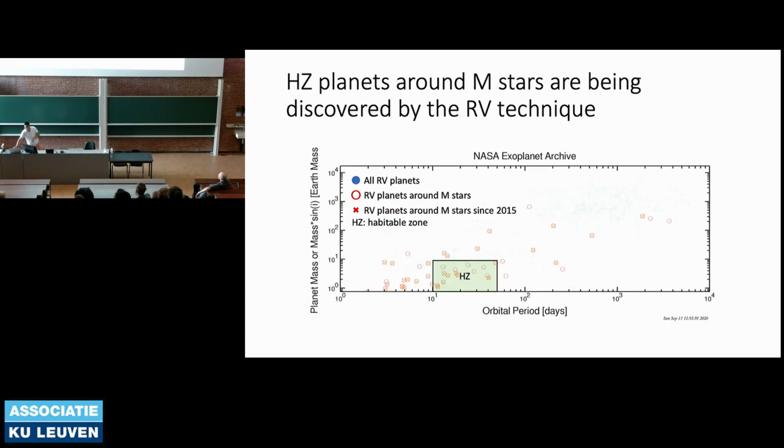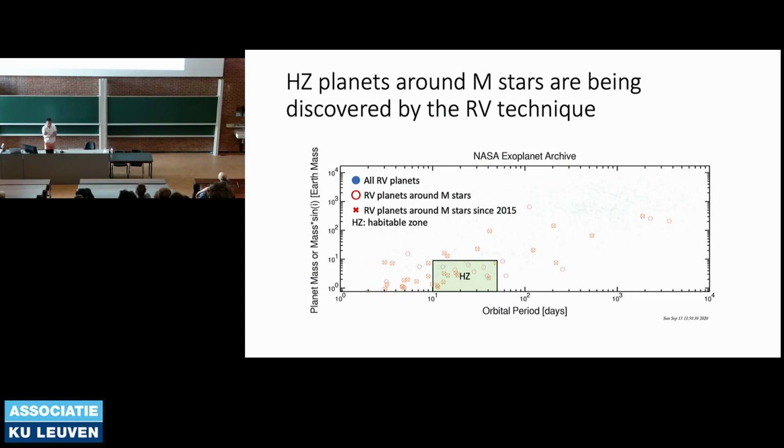But the story is different if we look at habitable planets around M stars. With the recent radial velocity discoveries, many of them, as you can see, fall into the habitable zone. This is again because the planets in the habitable zone around M stars have a shorter period, and they also have a higher radial velocity signal to be detected. So that's why we have many habitable planet candidates detected by radial velocity.